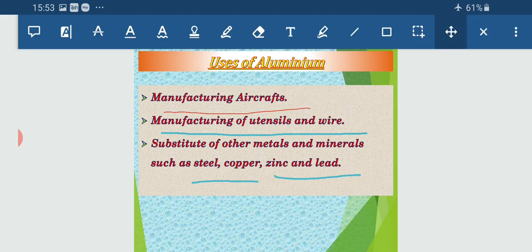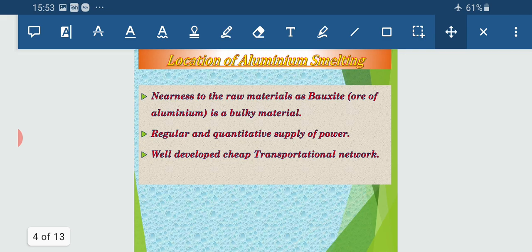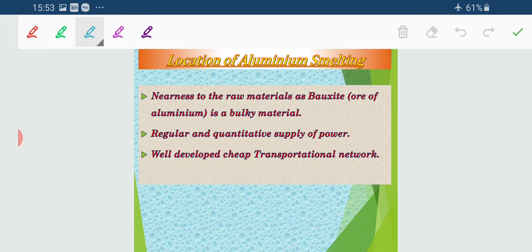Now next, the location of aluminium smelting. Here smelting means extraction of the metal from the ore with the help of the process of heating. So aluminium smelters are located according to some factors. What are the basic locational factors for the aluminium smelting plants? Number one, nearness to the raw material. Why is it so? Because the ore from which aluminium is extracted, that is bauxite, is a very bulky, heavy material.